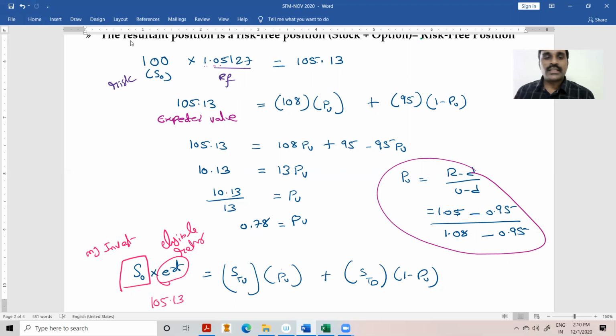If this probability is there, then I'll realize this profit. If there is a 78% probability of up and 22% probability of down, then I can purchase this stock and I'll get a risk-free rate of return. So this is my formula. I can understand this: I'm investing in a risky stock, but since I'm using an option, I'm eligible only for a risk-free rate of return. This is why I have used the formula.